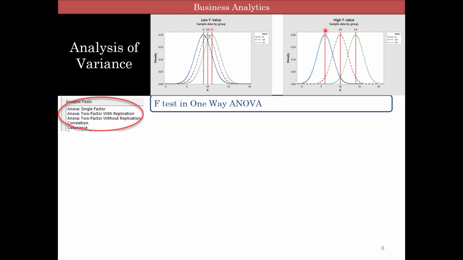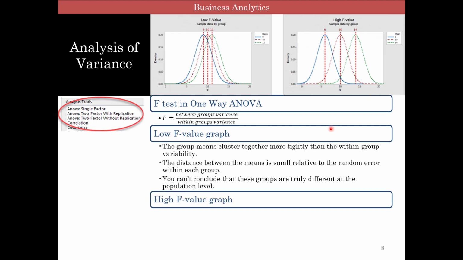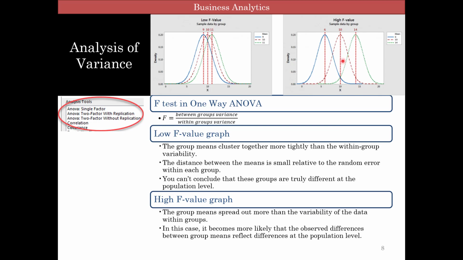But however, here, because these groups are widely separated, your numerator is going to be a lot larger than the other value, right? So low F value graph is this. Group means cluster tightly together, and the distance between the means is small relative to the random error within each group. And so you can't really say that one group is different from the other. Whereas in high F value graph, they are more spread out, and so you can actually start differentiating between the groups.